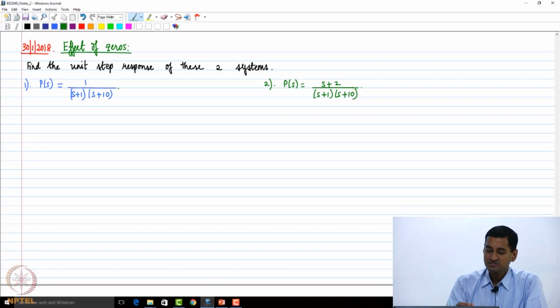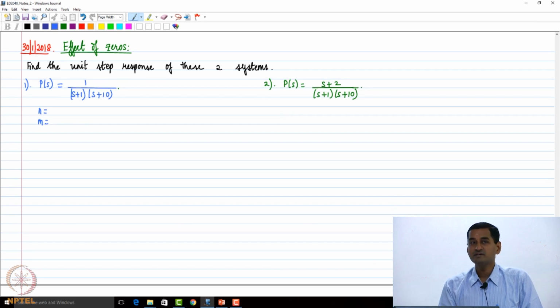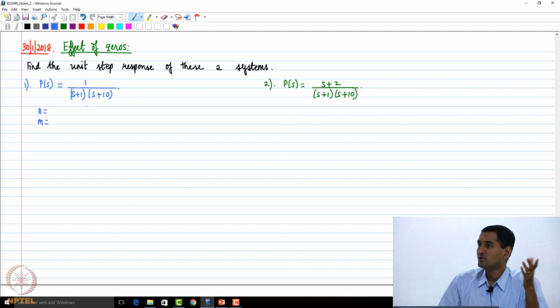So let's consider these two systems. The first plant transfer function is 1 by s plus 1 times s plus 10. The second system is s plus 2 divided by s plus 1 times s plus 10, right? So what is the order of these two systems? What do I mean by order? If you recall the general governing ordinary differential equation of the class of systems that we are considering, you have a naught d^n y by dt^n on the left hand side. That small n is the order of the system, right? And that small n happens to be the order of the denominator polynomial of the transfer function, okay?